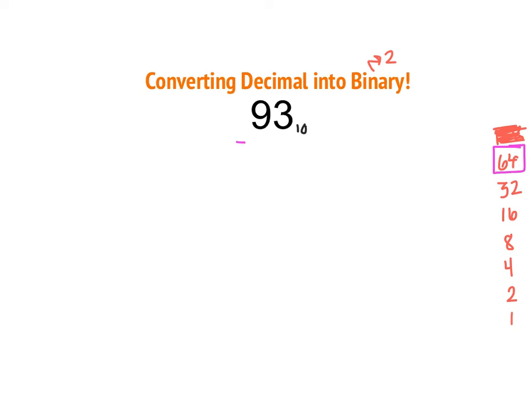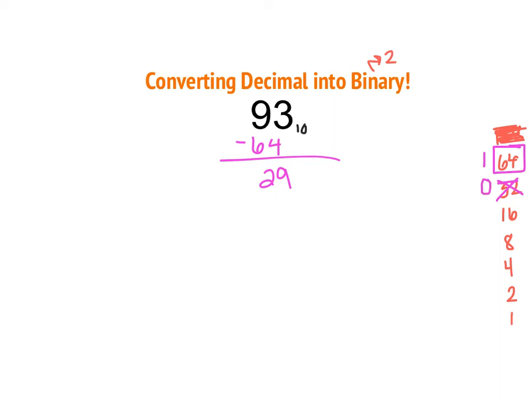So I take 93 and I subtract 64. So 93 minus 64 becomes 29. I can see that I definitely need 64, so I'm going to need a 1 in the 64 spot, and I'm left with 29. Now what I notice here is that the 32 is bigger than 29. What that's telling me is that I will not need 32 to build my binary number, because 64 took care of enough that 32 isn't needed. So I'm going to put a 0 there.